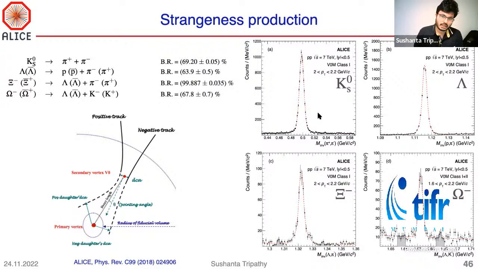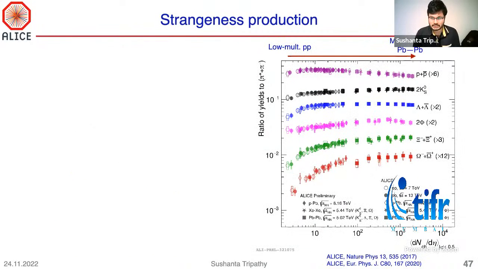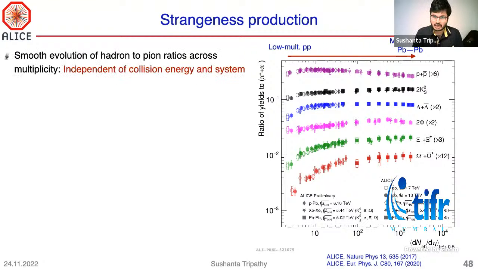From the pT spectra, one can calculate the integrated yield. These integrated yields are then used for the particle ratio study as well. So here is a summary of the particle ratios of the different strange particles. Proton is non-strange, of course, and phi is hidden strange. So these are in the same plot itself. We have K short, lambda, xi, and omega.